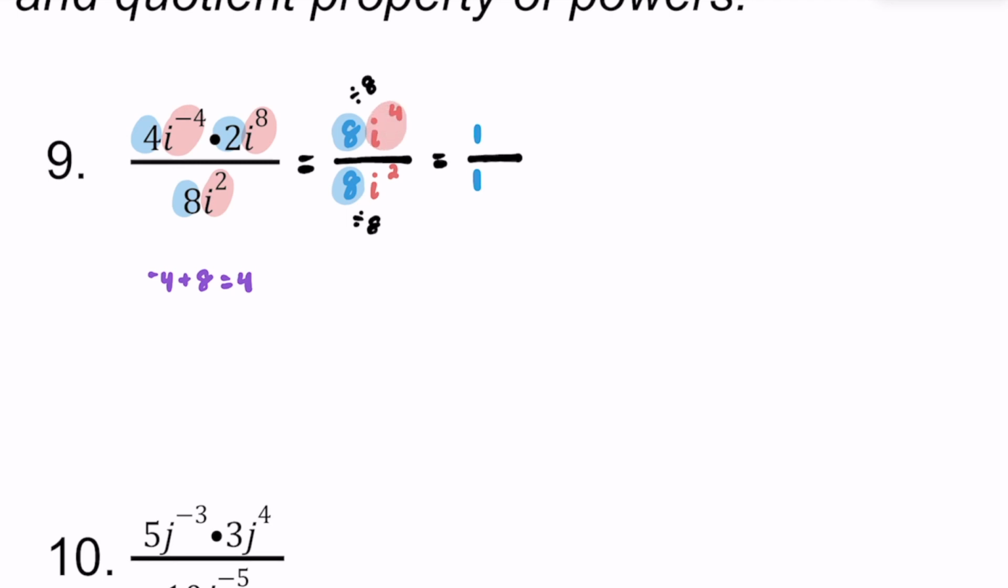Now dealing with these powers here, i to the 4th power divided by i to the 2nd power, using that quotient property, 4 minus 2 is going to be 2. Now anything divided by 1 is just going to stay the same, so we technically have 1i to the 2nd power. And then 1 times anything is going to stay the same as well, so it's just going to be i squared, or i to the 2nd power. All right, cool. Let's go ahead and check out number 10.